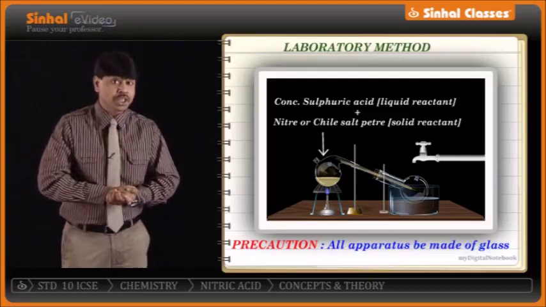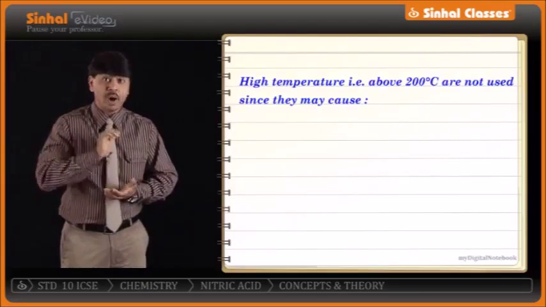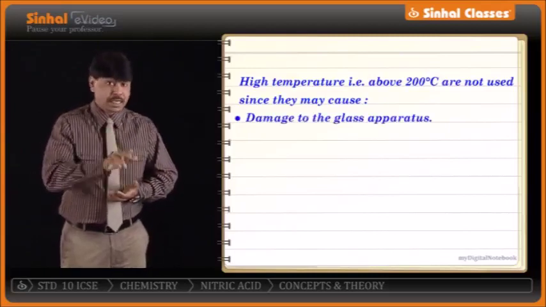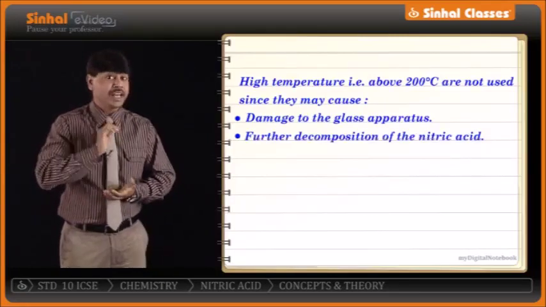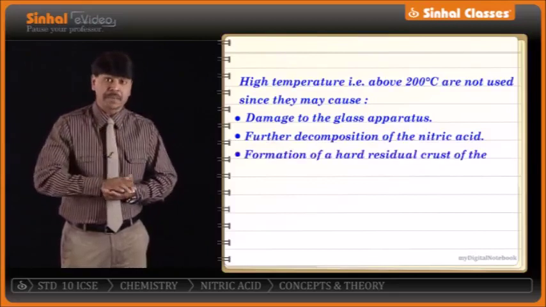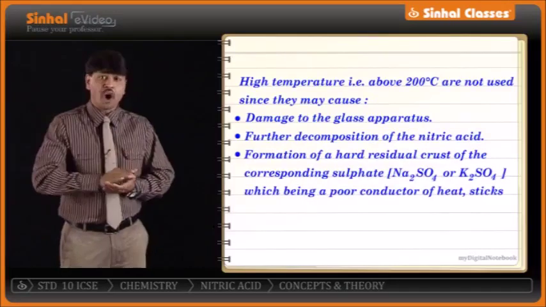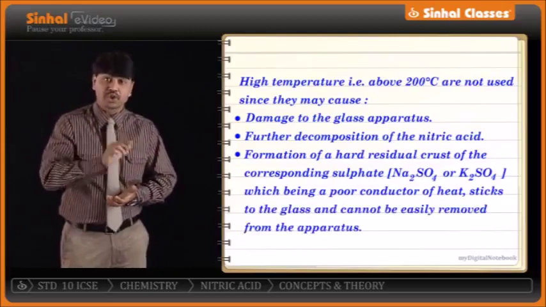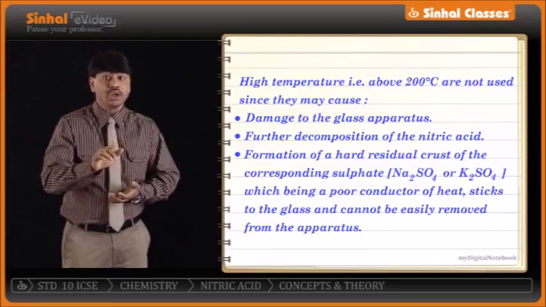We have to keep the temperature always below 200. If you don't keep the temperature below 200, there will be a problem. First and foremost, it will damage the whole apparatus. Secondly, this nitric acid decomposes at a very high temperature. Even at ordinary temperature it decomposes, but to a lesser extent. And thirdly, it will form a hard crust surrounding the round bottom flask or the retort which you have taken. So we have to always keep the temperature below 200.